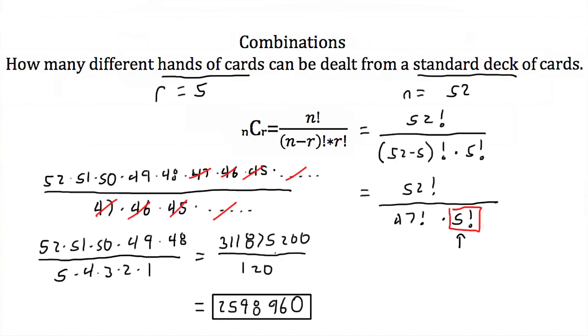That means that there are 2,598,960 different possible combinations of 5 cards that can be dealt out of a standard deck of 52.